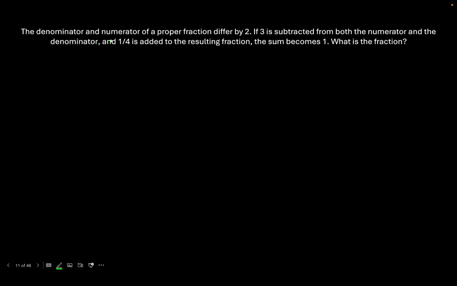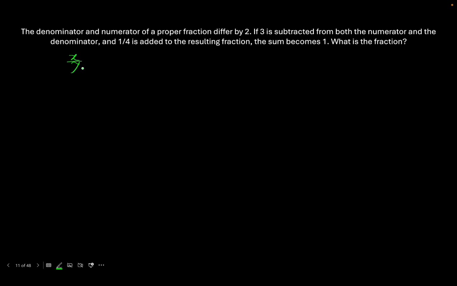So here the denominator and the numerator of a proper fraction differ by 2. If 3 is subtracted from both the numerator and denominator, and 1 by 4 is added to the resulting fraction, the sum becomes 1. What is the fraction?